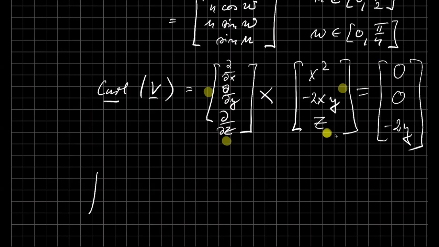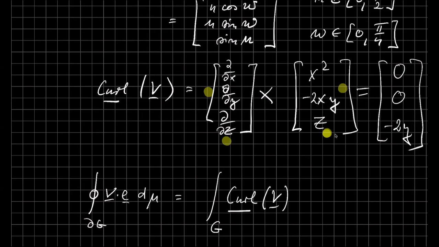So now we can compute this circulation along the boundary as the flux integral of the curl of the vector field times a normal vector to G.